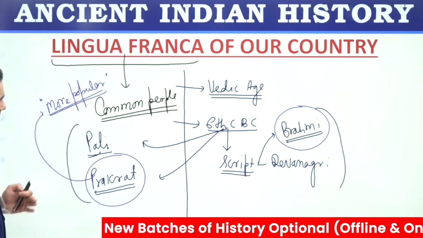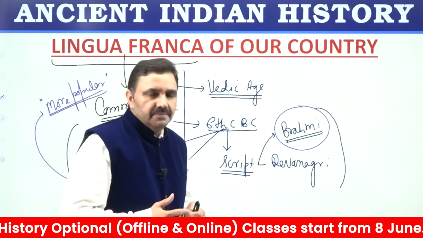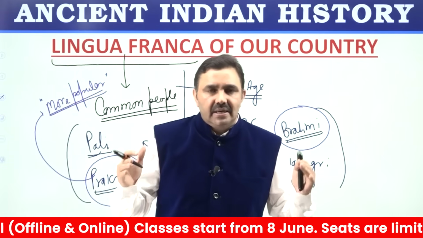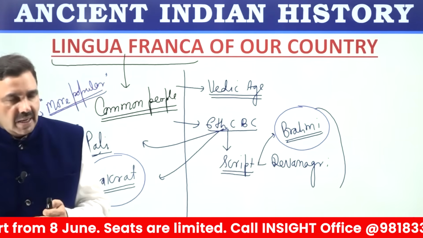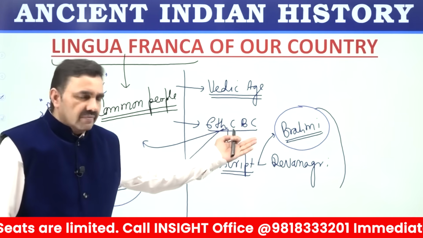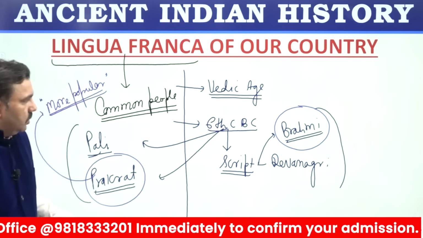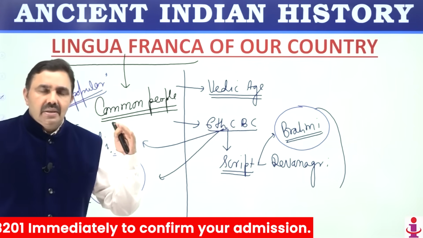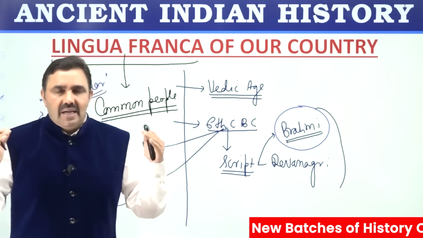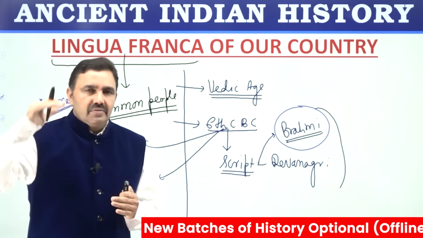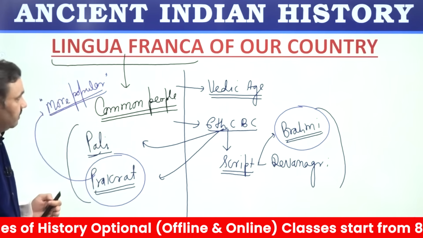So what was the lingua franca of our country in ancient times, or in the post-Vedic age, or in Mauryan times, or in post-Mauryan times? The language of the common masses at that time was Prakrit, and Prakrit was written in Brahmi script. Devanagari was there, but it was not very popular. Sanskrit was there, but Sanskrit was the language of the elite class or the upper classes in the ancient age. Sanskrit was never the language of the common masses. It was the language of Brahmanas, Kshatriyas, and to some extent Vaishyas.